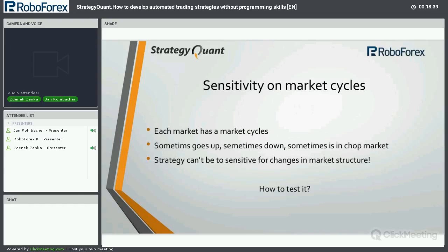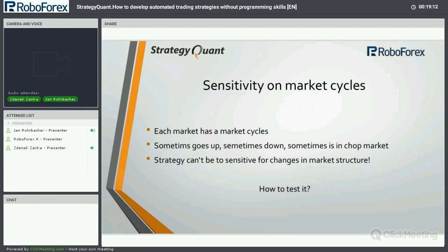We can go to the second one. The second robustness test is sensitivity on market cycles, because each market has market cycles. It means that the market sometimes goes up, sometimes goes down, and sometimes is in chop, goes to the side. Therefore, we have to measure how sensitive the strategy is to these types of market situations in the real market, because a strategy can't be too sensitive to changes in the market structure.